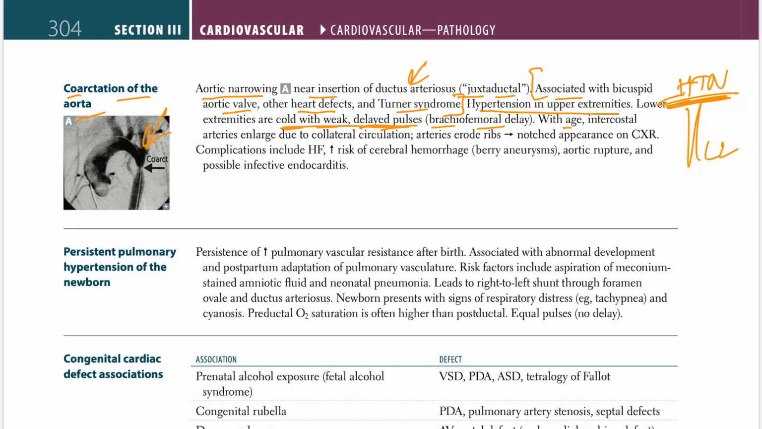With age, there are intercostal arteries enlarged due to collateral circulation. When they enlarge these intercostal arteries, they will erode the ribs, causing notched appearance on chest x-ray. Complications include heart failure, increased risk of cerebral hemorrhages, of which berry aneurysm is the most common, aortic rupture, and possible infective endocarditis.